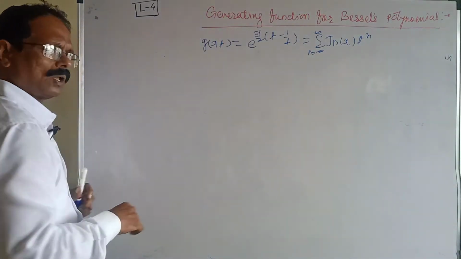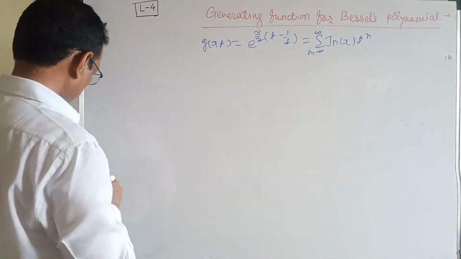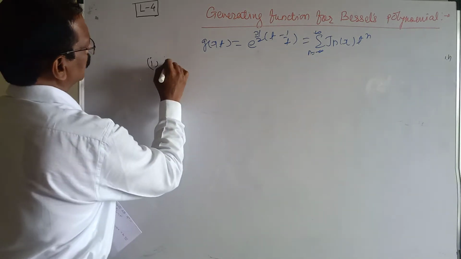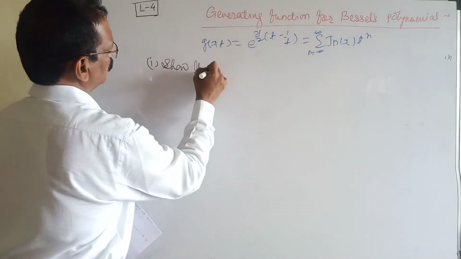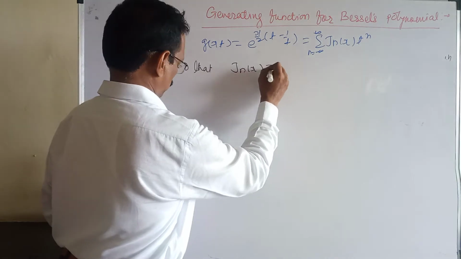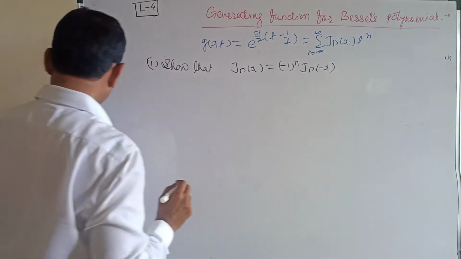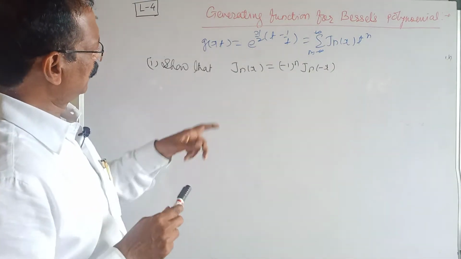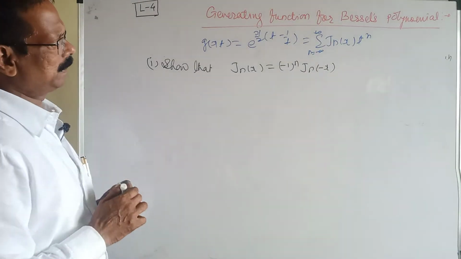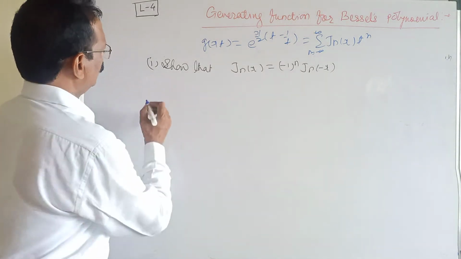Now we have to solve some properties, or some examples, from the generating function for Bessel's polynomial. So what is the first example? Show that Jn of x is equal to minus 1 raised to n into Jn of minus x. So this is the example: we have to show Jn of x is equal to minus 1 raised to n Jn of minus x. We solved this type of example in the Hermite's polynomial and in the Legendre's polynomial. The procedure is the same.